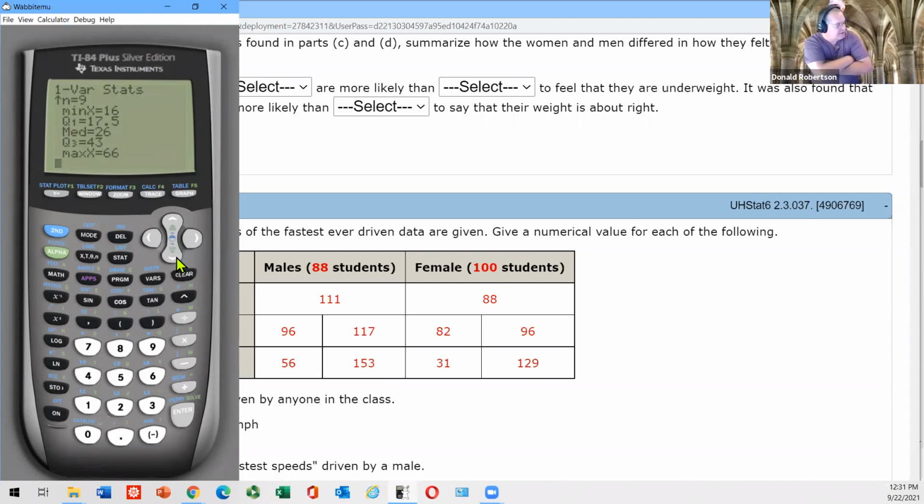Can you see my 5-figure summary? 16, 17.5, 26, 43, and finally 66. Are we good? So you can do it by hand, or you can plug it in with a calculator. Some people like doing it by hand, some people prefer the calculator do it. Any questions about how to calculate a 5-figure summary?